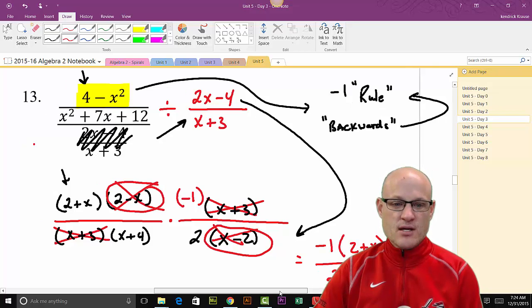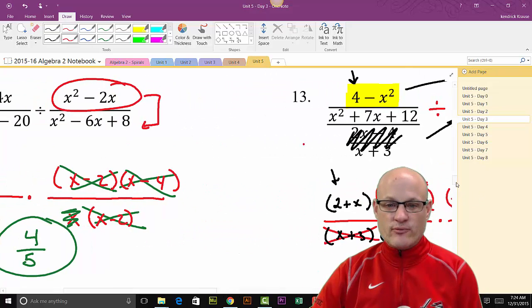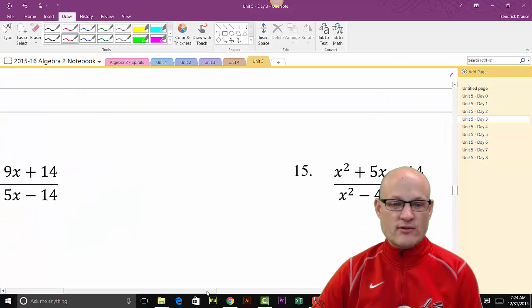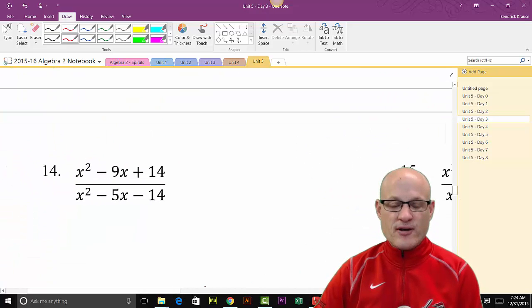That's it. All right, kids, I believe that's all I'm going to do for you. I believe this wasn't too difficult. The rest of it's just straightforward: simplify, factor and simplify, factor and simplify.